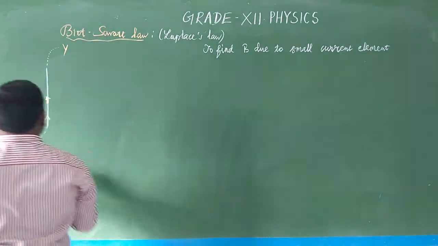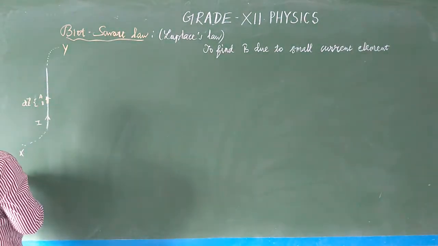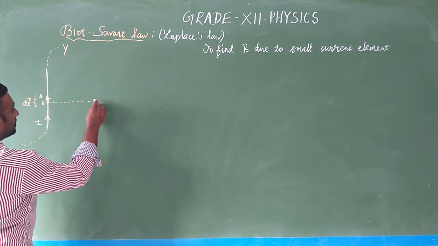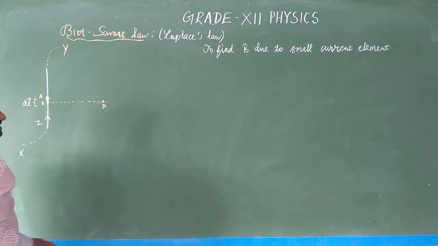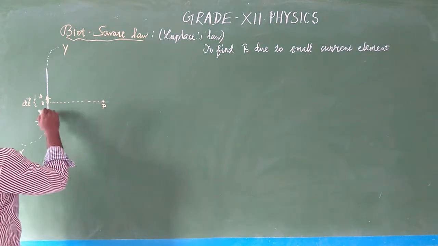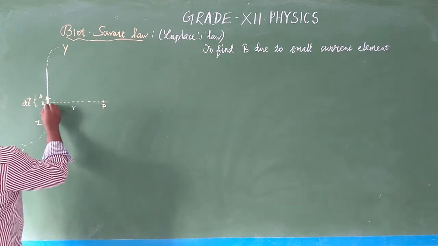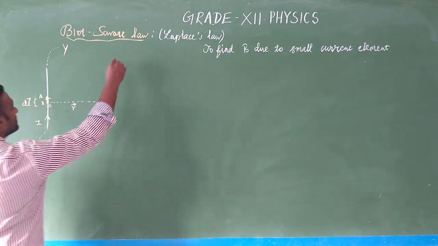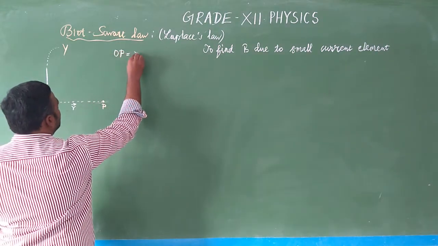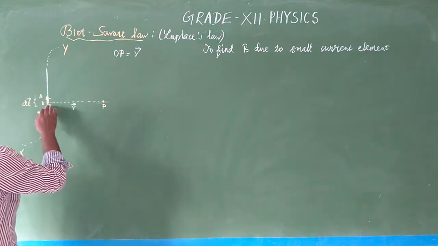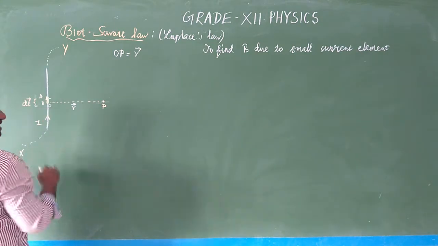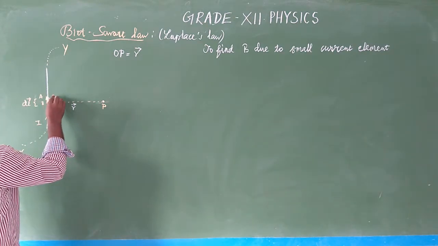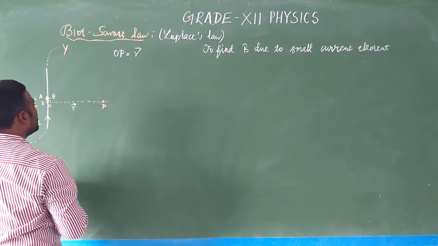Now P is a point located somewhere else, and its position vector is r vector. Let this point be O. So here OP is equal to r vector. This point is perpendicular to the current element. So OP is perpendicular to the current element AB, making an angle theta. So what is the theta?